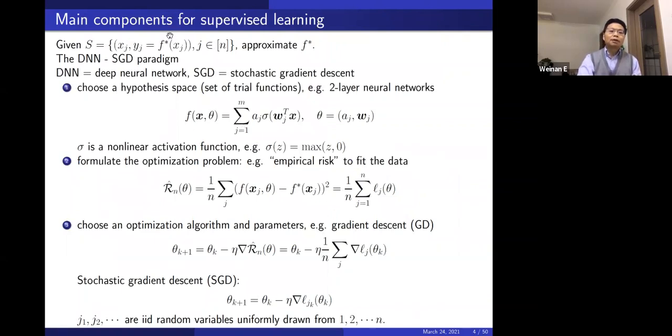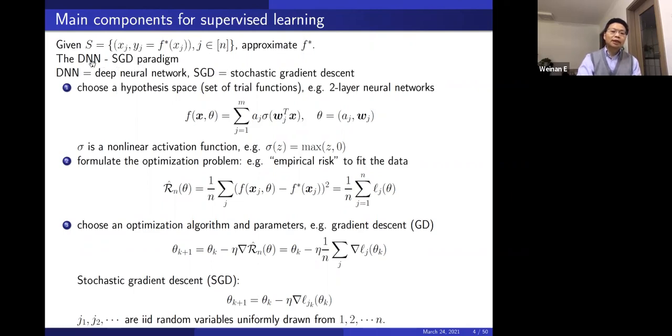Now, the main components of supervised learning. First of all, what is supervised learning? Supervised learning is the following task. Given a data set, x_j and y_j, where the y_j are called the labels, given by the value of an unknown function f star at these points x_j. f star is unknown; it is our target function. Given this data set, we are supposed to approximate the unknown target function f star accurately. So this is really a function approximation problem.